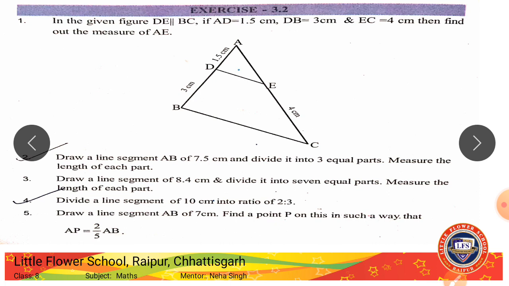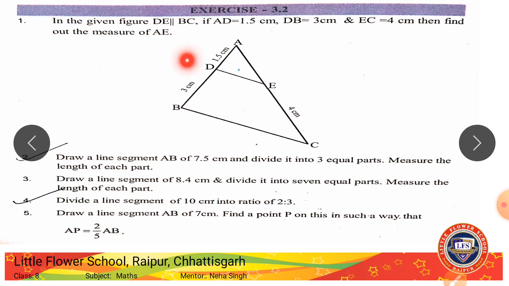Exercise 3.2. In the given figure, DE is parallel to BC. The measurement of AD is given, BD is given, and EC is given. You need to find the measure of AE, right? How can we do that?